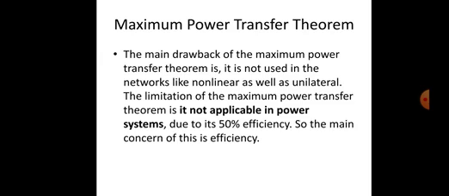The limitation of the maximum power transfer theorem. The critical limitation of the maximum power transfer theorem is that it cannot be used in nonlinear and unilateral networks. As efficiency drops to 50%, it is also not applicable in power systems.